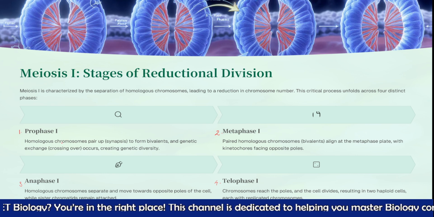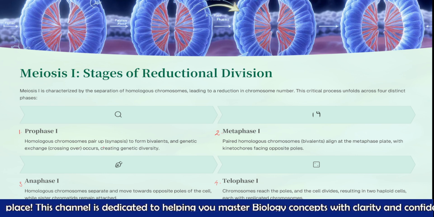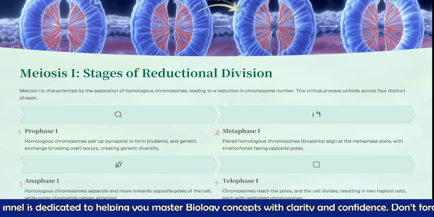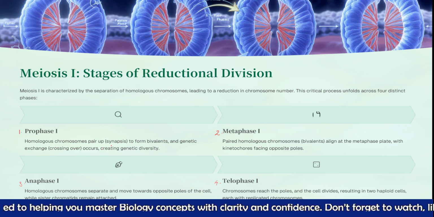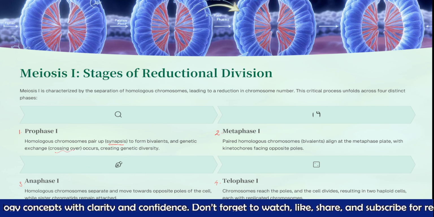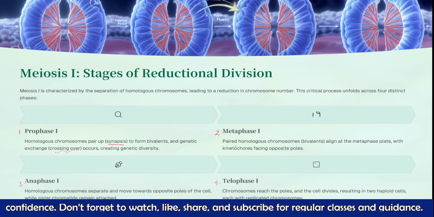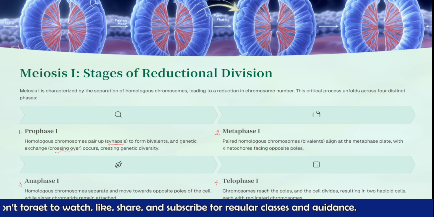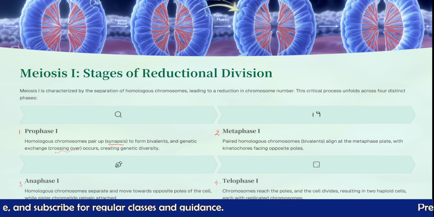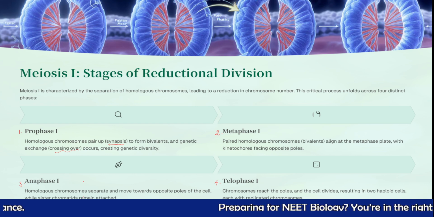In prophase 1, almost the same features and key events that we learned in mitosis will be there. Along with that, homologous chromosome pairing takes place. And there is a genetic exchange, crossing over, taking place in prophase 1. In metaphase 1, the paired chromosomes align at the metaphase plate. You know about the metaphase plate. Then in anaphase, what happens? The homologous chromosomes, once they reach the metaphase plate, after that they separate and move towards the poles.